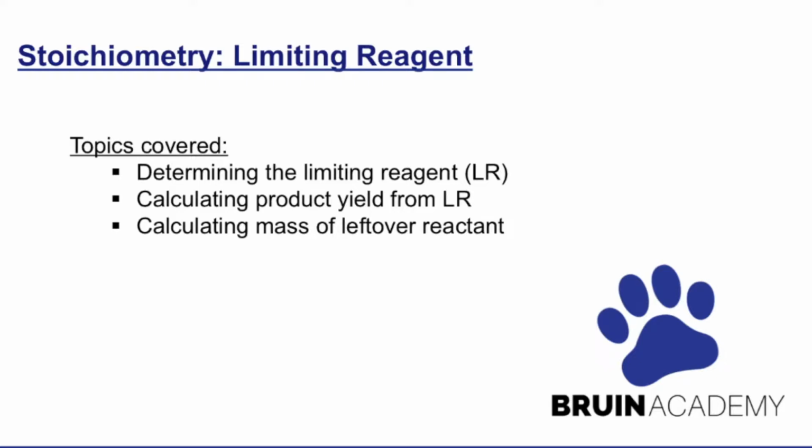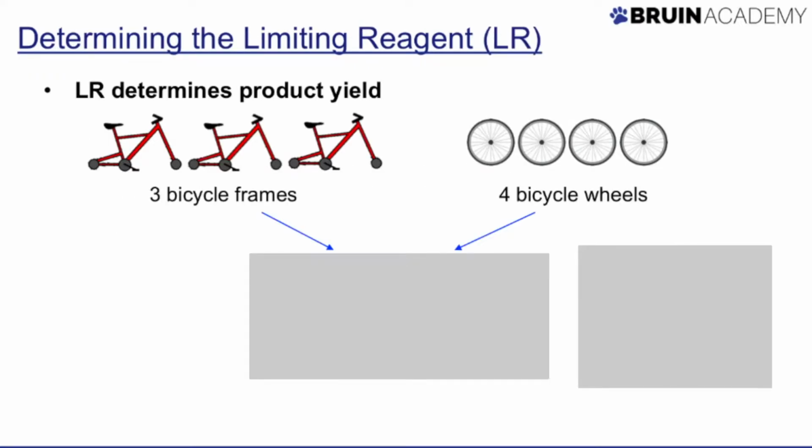So let's go ahead and start with an analogy for the sake of comparison. Suppose you're a bike manufacturer and you want to create bikes. The problem is you're running out of resources. You only have 3 bicycle frames left and you have 4 bicycle wheels. How many bikes can you make given these resources?